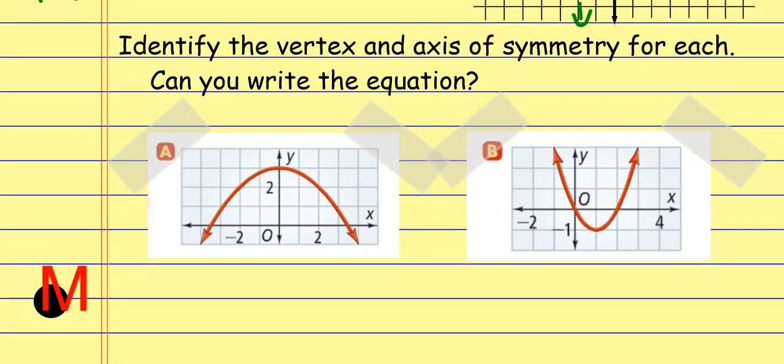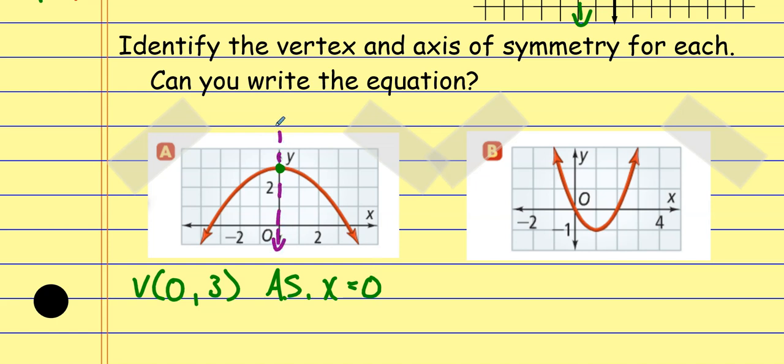If I look at something like this one, it says identify the vertex and the axis of symmetry, and then see if we can write the equation for this thing. So like this one, here's the vertex. It's right here. So the vertex looks like the ordered pair (0, 3). And the axis of symmetry would then have to be x equals 0, because x equals the x value from the vertex. We can kind of imagine it there. It's a dotted line that goes right down through the middle of this thing.